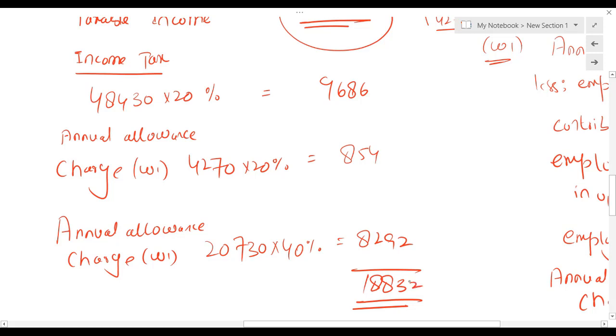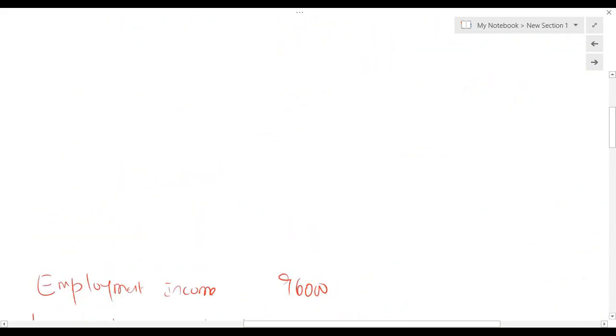Let me check. 9686 plus 854 plus 8292. So that's great. Income tax liability is 18,832. This is your income tax liability. So simply, income tax liability is 18,832. That is simply great.